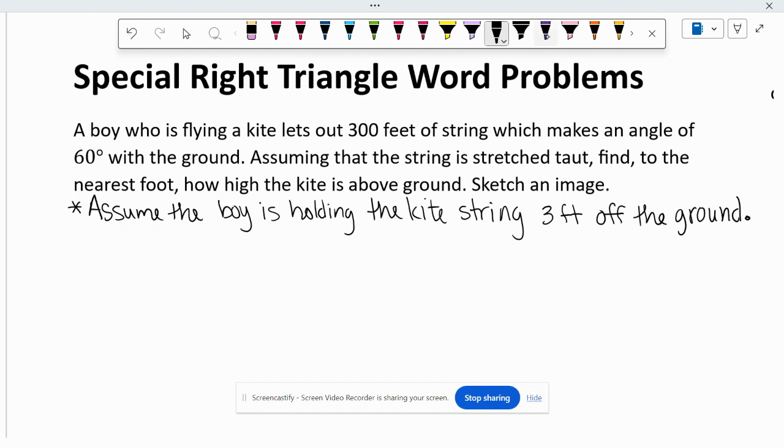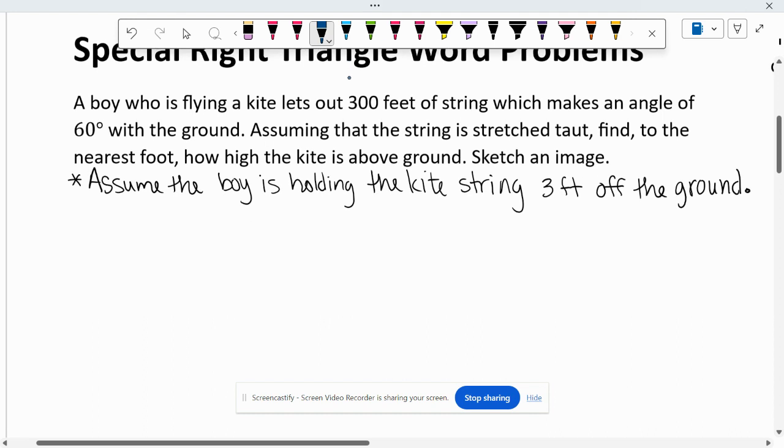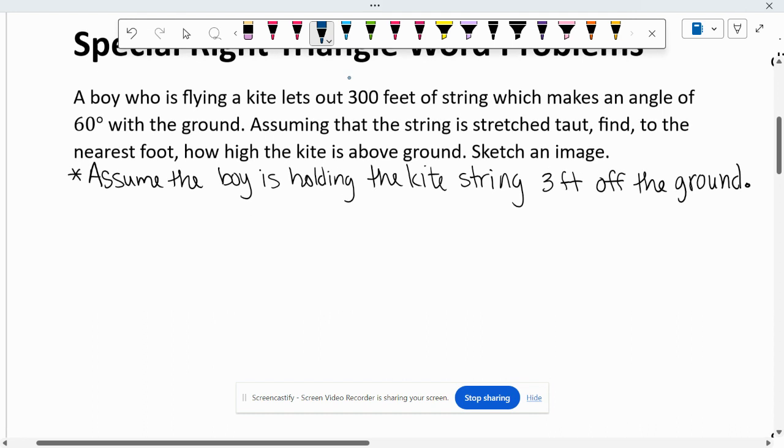So we have to sketch an image. I will tell you that when you guys take this test on Tuesday, you get points for doing sketches, right? And they don't have to be super elaborate, like you don't have to make stick figures or any of that stuff. But if you draw some type of triangle, you get points as long as you can label it correctly.